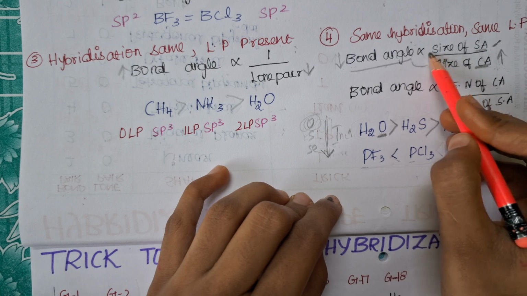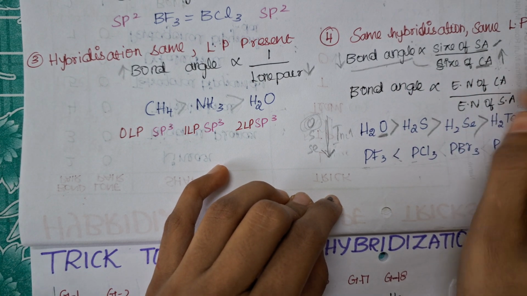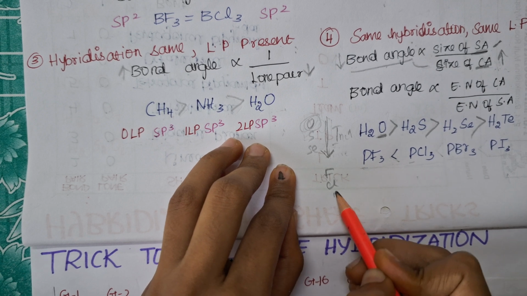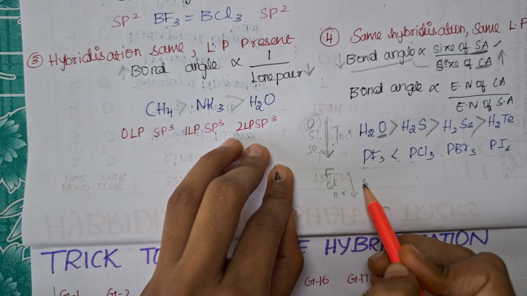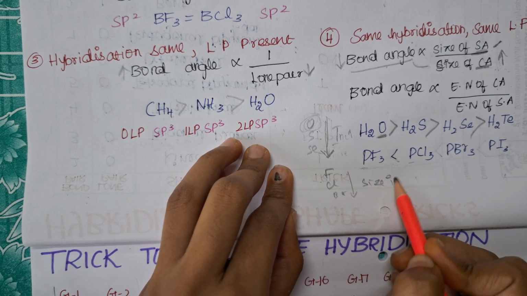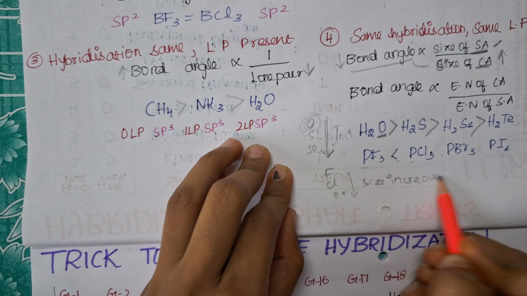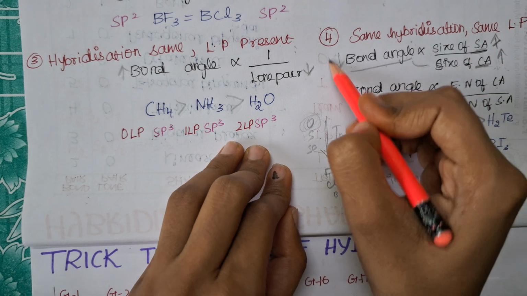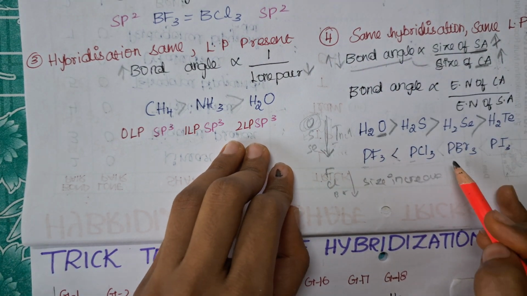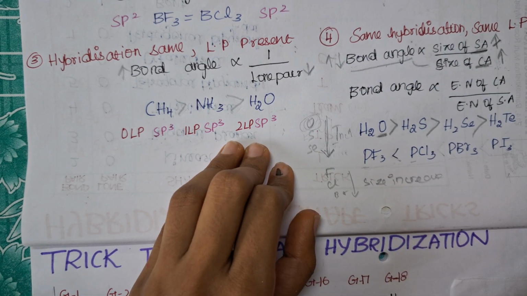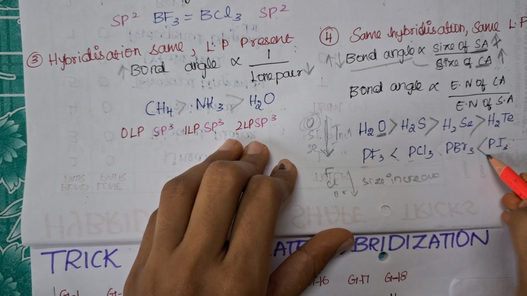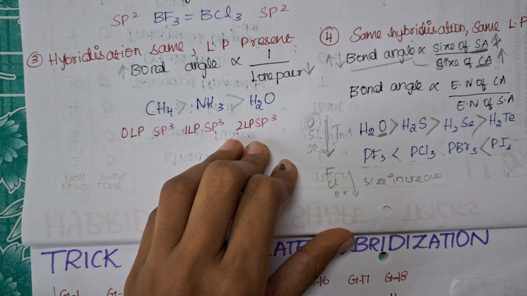Here your bond angle is directly proportional to the size of the side atom, right? Let's see: fluorine, chlorine, bromine, iodine. Down the group, size will increase, so this is directly proportional. So if the size of the side atom increases, the bond angle will also increase, right? So in these four, which will have the largest size? Your I3. So it will have the largest bond angle.